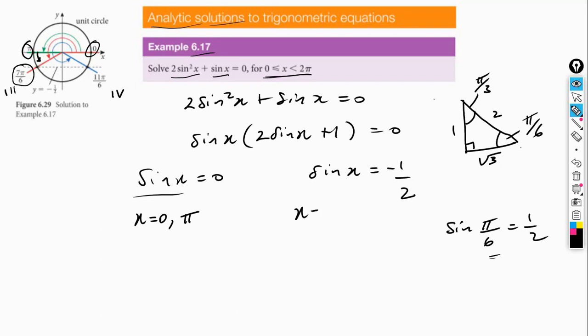So x equals 7 pi over 6 is one solution, and the other one would be this one, also 30 degrees or pi sixth radians from the x-axis. So 2 pi minus pi over 6 is 11 pi over 6. So that's the other solution, 11 pi over 6.